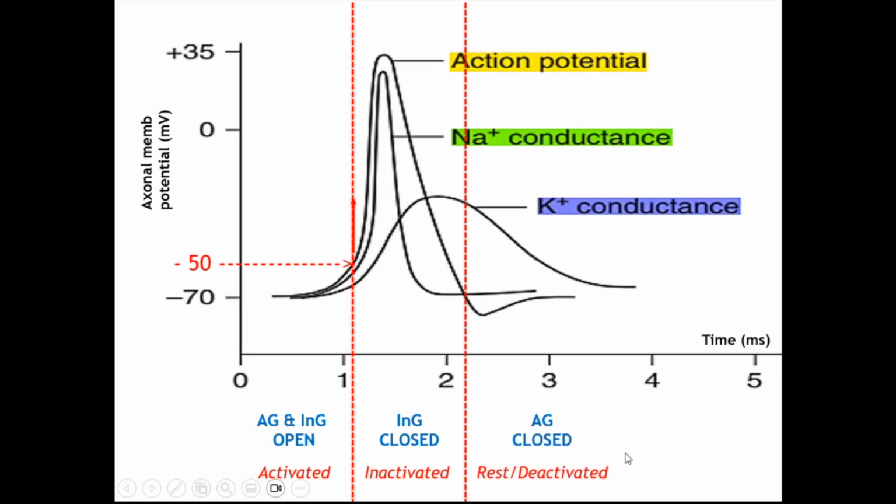And finally, this part is your rest or deactivated state, where your activation gate is closed but the inactivation gate is open. Okay, but it is capable of reopening. It means this is your refractory period. What I wanted to tell you is this is your refractory period where no second conduction can occur, because at this part the inactivation gate is closed, which means they are in the inactivated state, they are not capable of opening. But at this part, they are capable of opening. Some books mention a resting state, some books say deactivated is the same.